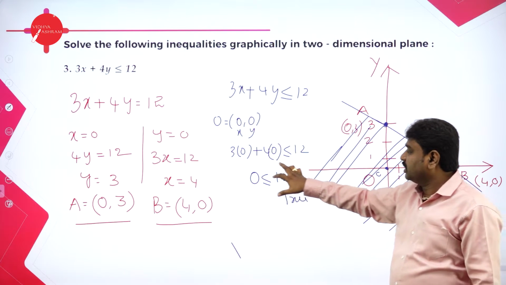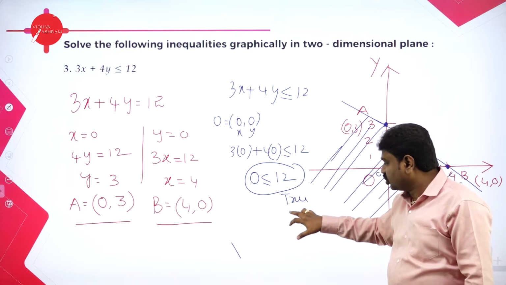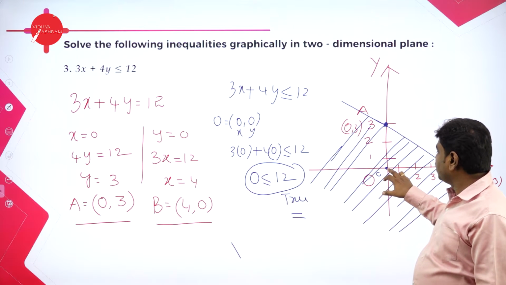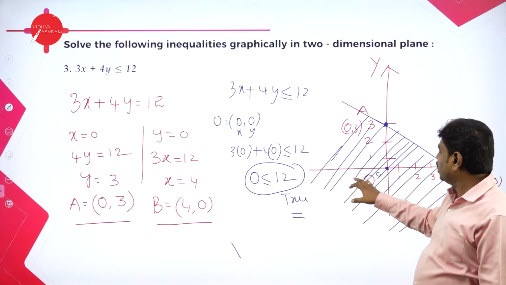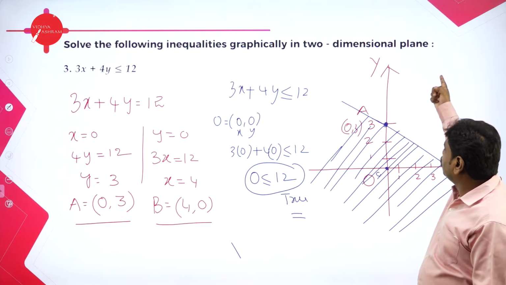And we'll get an equation. Now I got 0 less than 12. It is true. Because it is true, my origin lies in the region. So I should go towards what? Origin. If I get false, then I should go above.